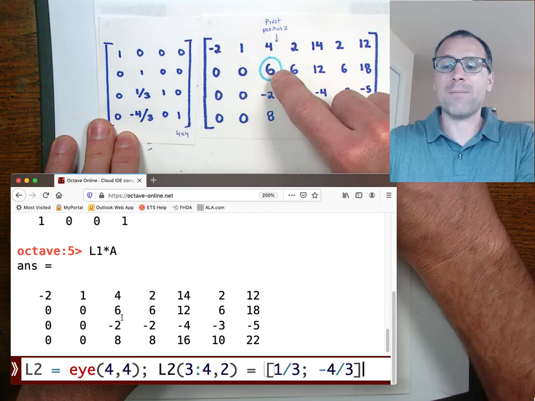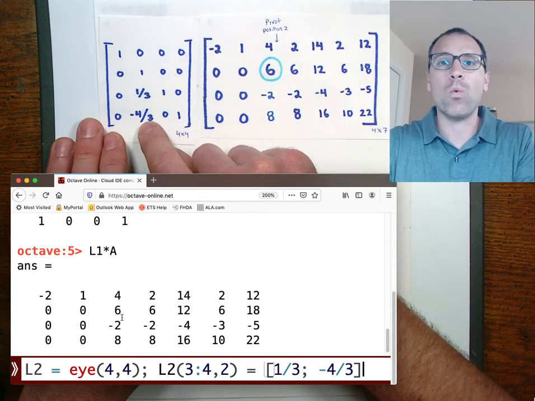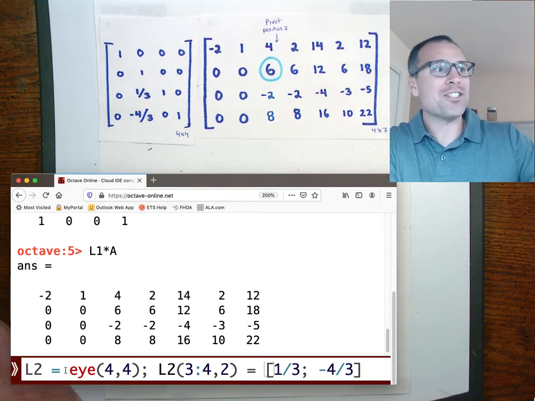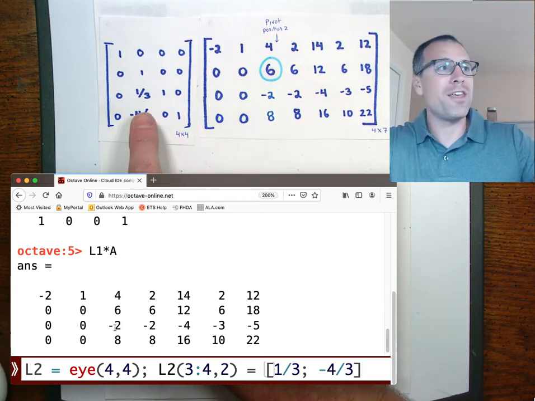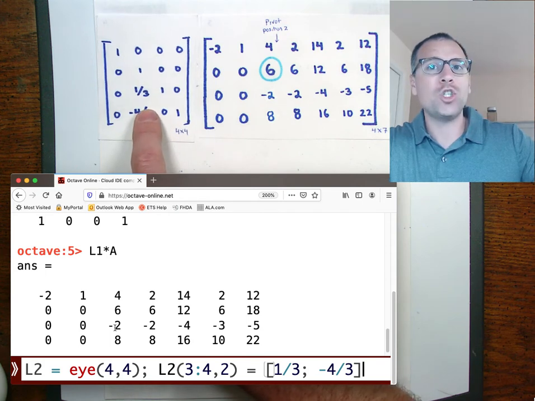Negative 8 divided by 6 is negative 4/3. If you want more information, take a look at the work that we did in lessons 10, 11, and 12, and also some of the practice that we did in lesson 15 of this course. Here on screen, we see that in order to store this Gauss transform in memory, we'll call that L2.